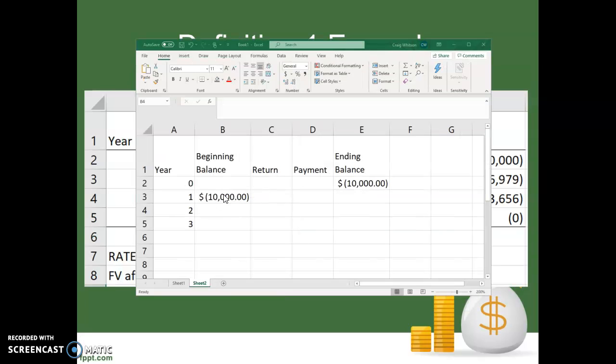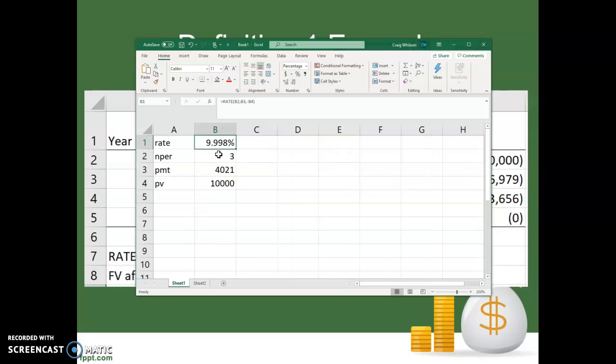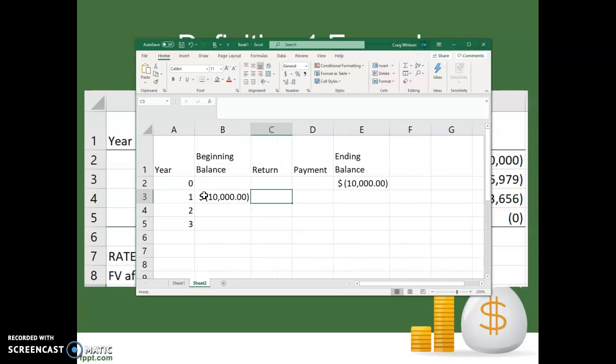So the people that we loaned the money to, they owe us 10,000, and we already calculated on the previous slide that we're getting about 10%, or 9.998%. So the return on our investment in this first year is going to be equal to, actually let me put the rate down here maybe. Rate 9.998%.